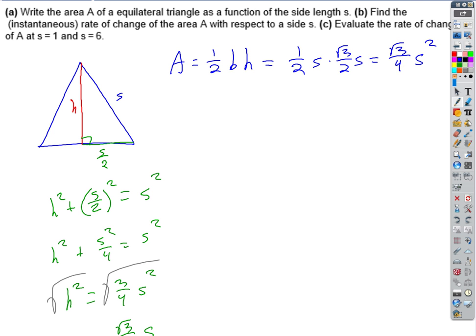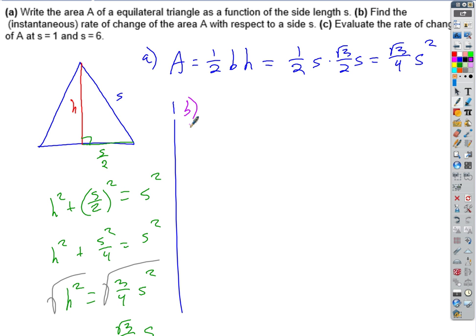So that helps. We got part A, right? We found the instantaneous rate of change of A with respect to side S. So there's part A. Okay, now how about part B? Find the instantaneous rate of change of area A with respect to side S. So what is that? The rate of change of A with respect to S, what does that mean in terms of calculus? It indicates the slope of a tangent, right? If we were to graph it, that's a great way to think about it. You always want to think about this stuff in terms of what a graph would look like.